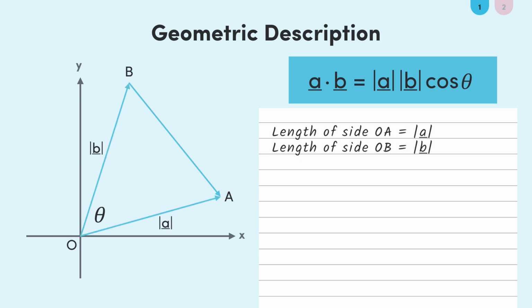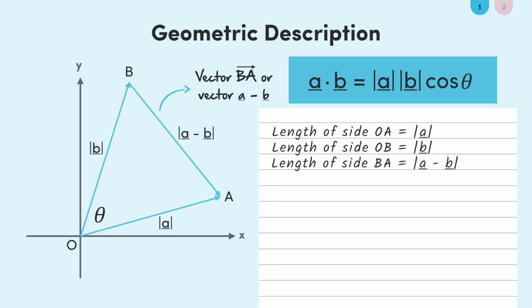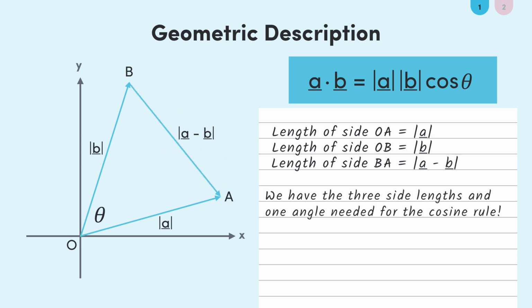Similarly, the length of OB is the magnitude of vector B. What about BA? Well, BA, with the direction from vertex B to vertex A, is the same as the vector A minus B. So the length of the side BA is just the magnitude of the vector A minus B, aka this. Note you could instead take the vector B minus A and the proof would be pretty much identical. So we have three side lengths of a triangle and an angle. That's exactly what we need for the cosine rule.